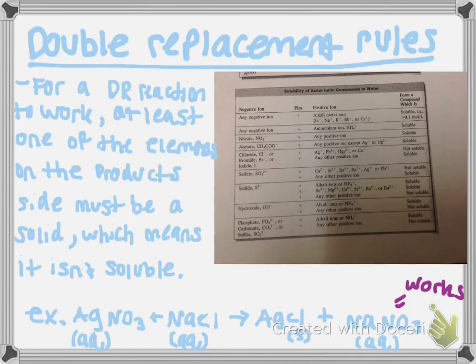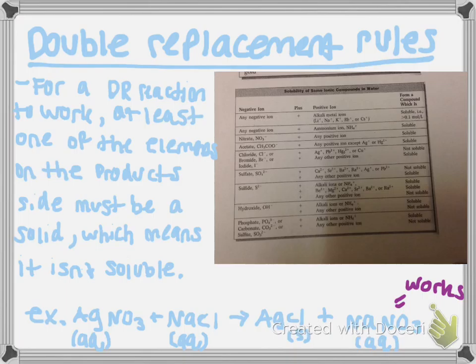This is a double replacement, and Ag and Na are switching. So Ag is now with Cl, and Na is now with NO3. The reason why this works is because on the right side, you use the solubility chart. You find Cl, and here we see Cl plus Ag is not soluble, which means it's a solid.